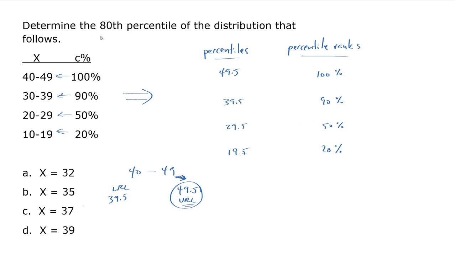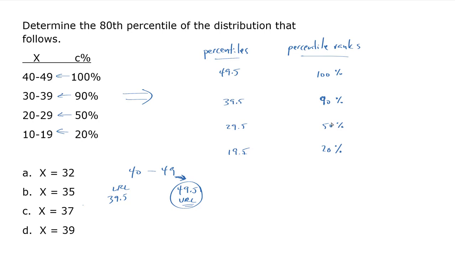They say, determine the 80th percentile. Well, we don't have 80% on here, but we do know that 80% is in between 50% and 90%. In previous questions, we were always asked about values that were exactly halfway in between. So if we were going halfway between these two here, then we would end up going halfway between these two here to find our answer. Now it's not as simple as that. 80% is not exactly halfway between 90 and 50.